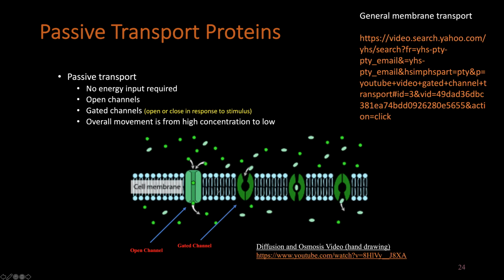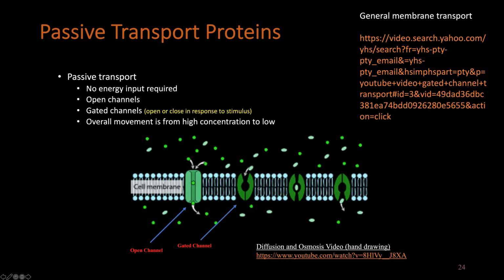So if you look at this drawing of a membrane, here's a channel, an open channel. If you look at the green balls, they're at a high concentration on the outside of the cell, and they move through the channel to a lower concentration inside.